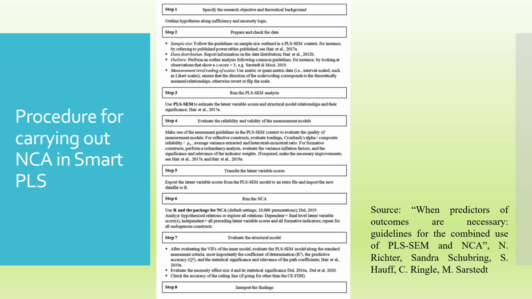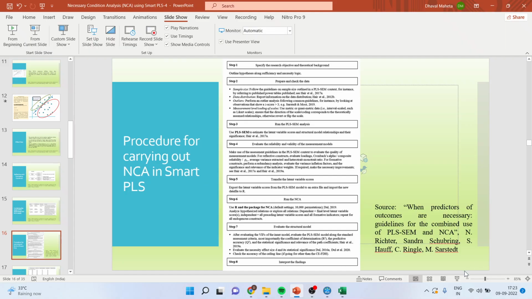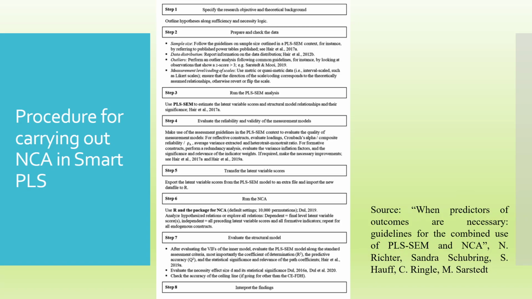Make sure that either you use a metric or quasi-metric data, that is an interval scale or a Likert scale. And another thing is, whatever the direction of the relationship is there, theoretically you should use the same relationship in the model. Step 3, run the PLS-SEM analysis.